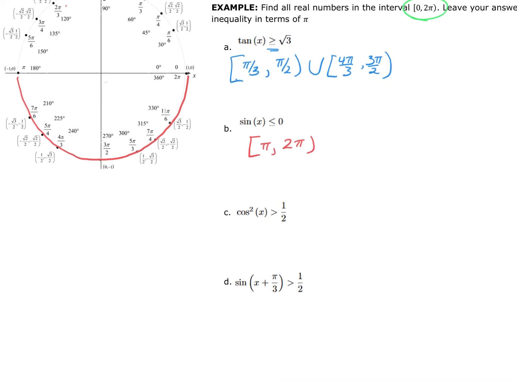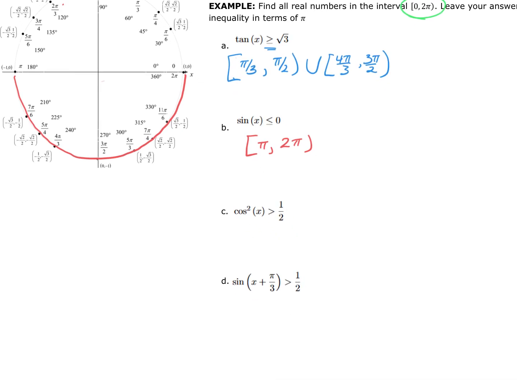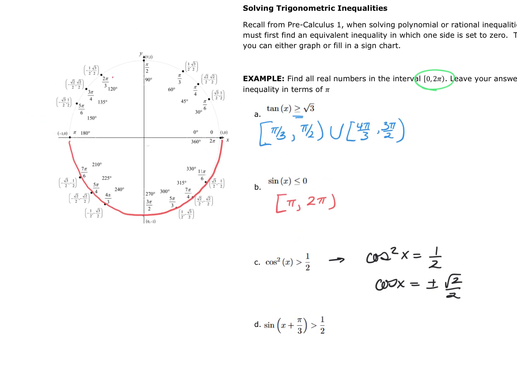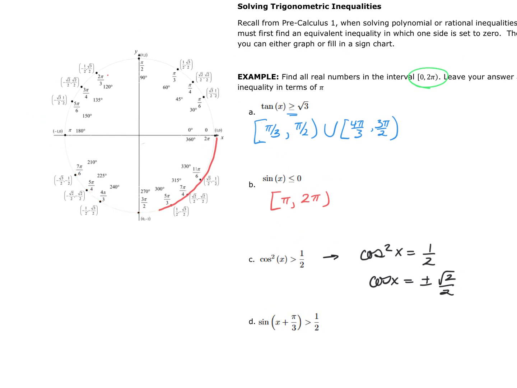Here's the next one. I want to know where the cosine squared is greater than 1/2. So what I'm really looking to solve is where the cosine squared of x is equal to 1/2. So I'm really looking to solve where cosine is equal to plus and minus the square root of 2 over 2. So I'm really trying to find out where the cosine has a ratio bigger than the square root of 2 over 2. And it's positive. And it also has to be the negative part.